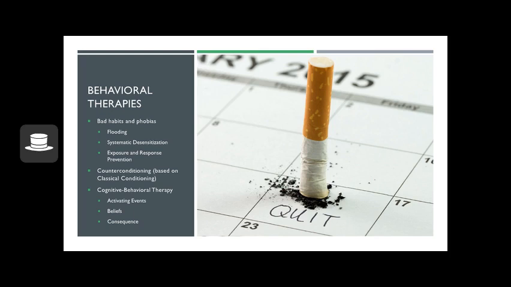With OCD, we might do what's called exposure and response prevention, and that is essentially exposing somebody to the thing that is stressful, that obsession, but forcing them not to do the compulsion. So let's say somebody has a fear of contamination. I might just make them put their hands in mud.